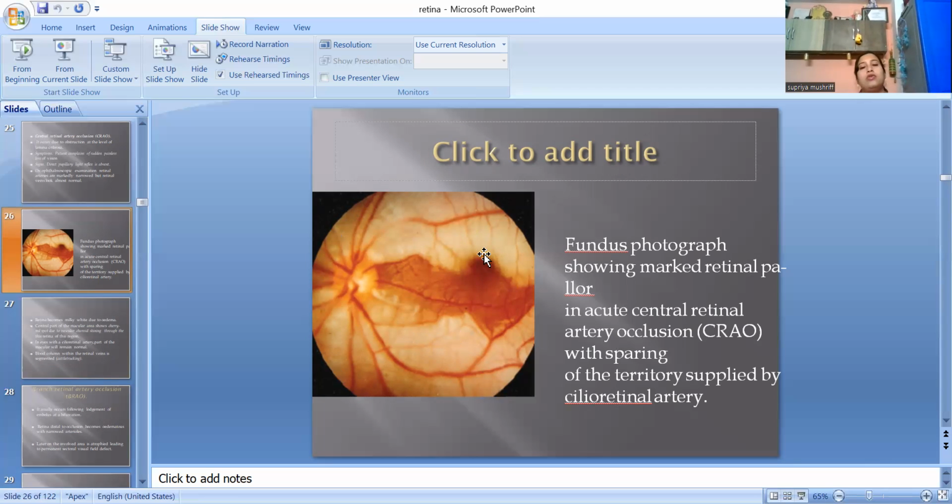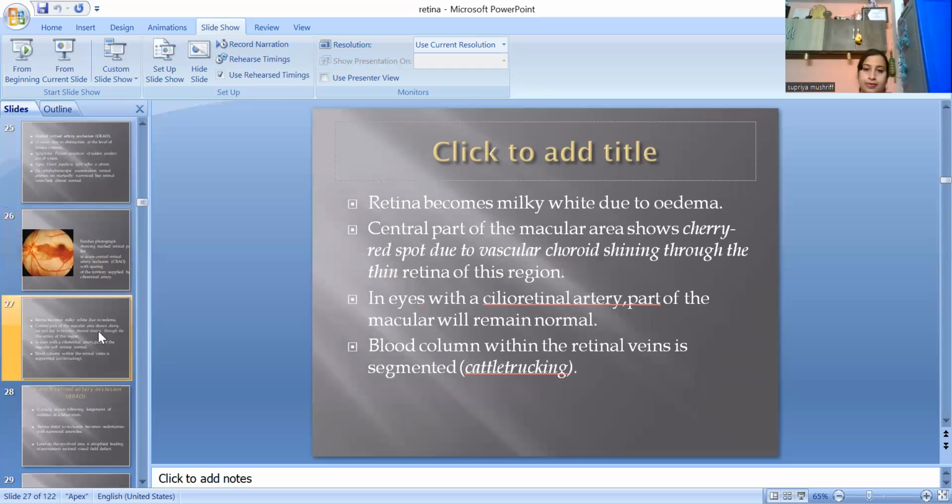Cherry red spot is the macula, which appears red against the background of pale retina in CRAO. So this is an MCQ question which can come in your pre-PG and theory MCQ examinations also. The retina becomes milky white due to edema. The central part of the macula shows a cherry red spot due to the vascular choroid shining through the thin retina of this region. So why does our macula appear cherry red?